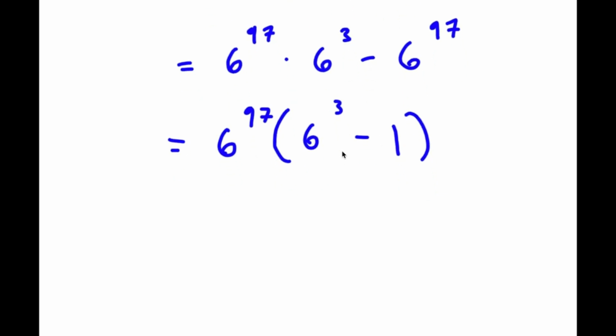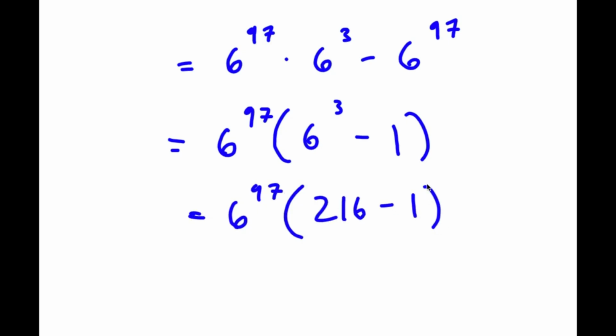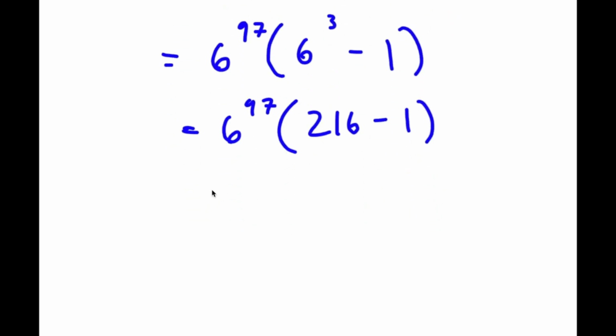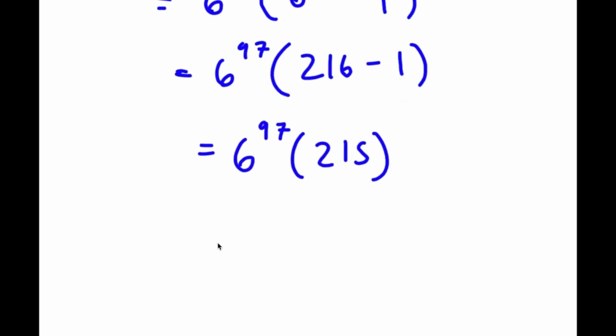And now 6 to the power of 3, well, 6 to the power of 2 is equal to 36, and 36 times 6 is equal to 216. So I have 6 to the power of 97 times 216 minus 1. And 216 minus 1 is equal to 215. So now I have 6 to the power of 97 times 215. So my answer is 6 to the power of 97 times 215.